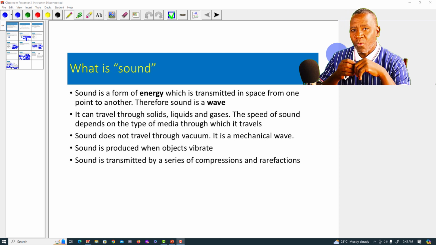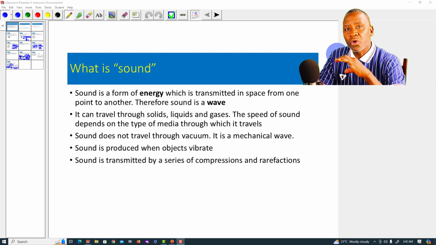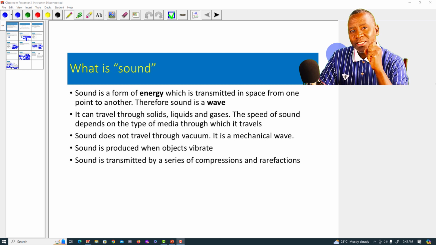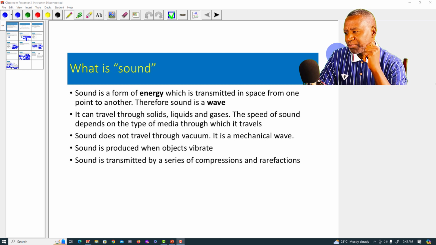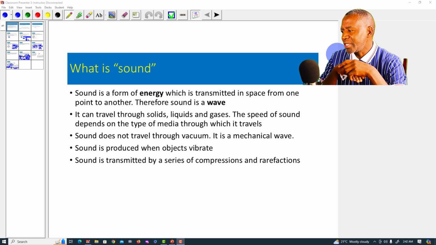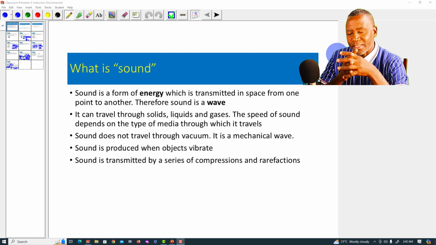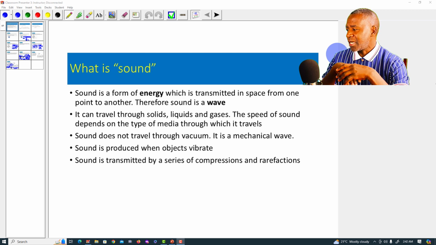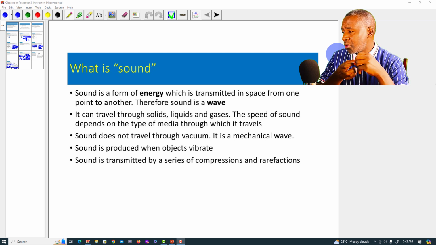The first one that I want you to bear in mind, as we go through the whole topic, is that sound is a form of energy which is transmitted in space from one point to another. Therefore, it is a wave. It can travel through solids, liquids, and gases. The speed of sound depends on the type of media through which it travels. Okay? Sound does not travel through vacuum because it is a mechanical wave.